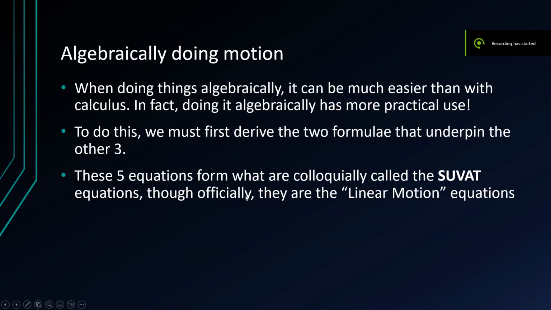So now we're going to go on to doing motion with algebra. It's much easier than doing it otherwise. There are two algebraic equations that are only based off of logic, and then we can manipulate those two to form three new equations. The five equations overall, I've nicknamed these SUVAT equations, though officially they are just known as the linear motion equations. I'm going to be going through the proofs of all five in this video. I'm going to do them nice and slowly just to make sure you understand where each one is coming from.